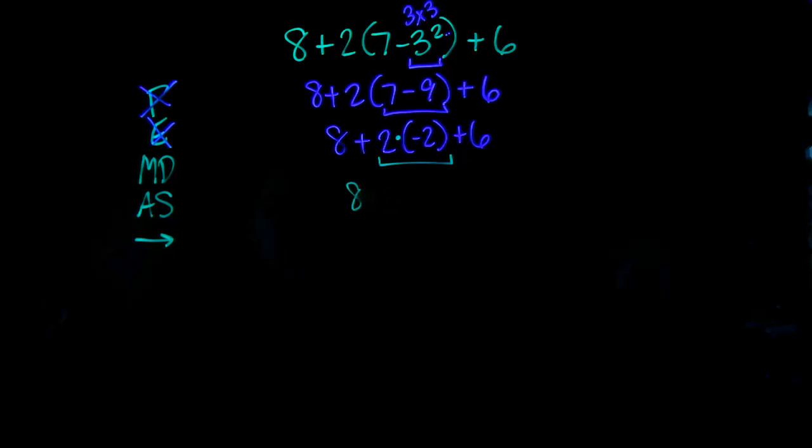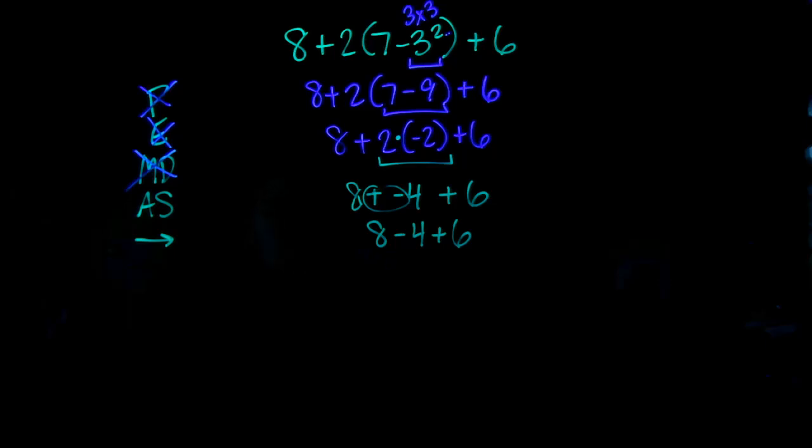Some people might write this as a plus a -4. But whenever you see plus a negative number, that is the same thing as just minus. So this is 8 minus 4 plus 6. Do we have any more multiplication or division? We do not, so we're done there. So we're going to move on to adding, subtracting. We have addition and subtraction. We're going to do whichever one comes first from left to right.